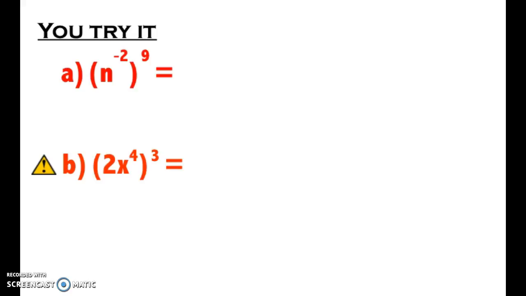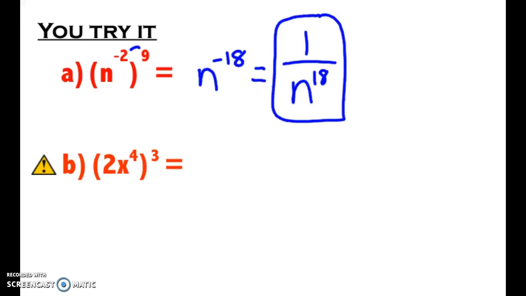Okay, so the first one is this, n to the negative 2, all to the power of 9. You're going to go ahead and take these exponents and multiply them. So we should have n to the negative 18. The only problem is we don't usually like to leave a negative exponent in our answer. So recall from a couple sections ago, this means 1 over n to the 18th power, and this would be the proper form that we'd like you to leave it in.